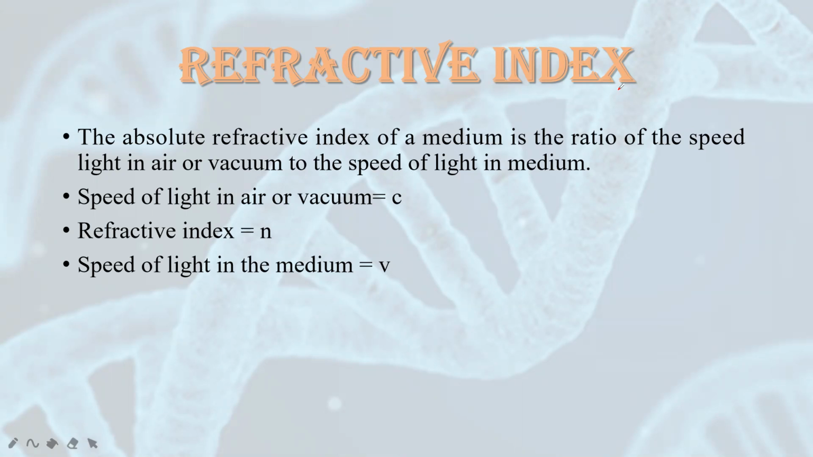The value of refractive index for a given pair of media depends upon the speed of light in the two media. But that is known as relative refractive index. But generally we use absolute refractive index. Absolute refractive index means the ratio of speed of light in air or vacuum to the speed of light in any other medium. Speed of light in air is denoted by c, refractive index is denoted by n, and speed of light in the medium is denoted by v. Now suppose we have two different media, then for medium 1 we'll take v1, for medium 2 we'll take v2.